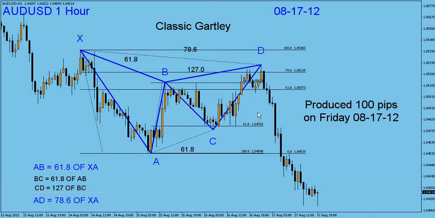In fact, last Friday you had a beautiful Gartley on this Aussie USD 1 hour chart, which gave you straight up 100 pips. And it is a Gartley pattern, perfect by the book. All the calculations were in place, like some engineer just drew these lines and made the price follow those lines. This is how calculated and harmonic this market is. Anyway, you can see a classic Gartley.